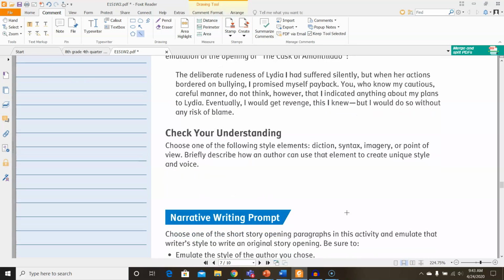Choose one of the following style elements: diction, syntax, imagery, or point of view. Only one of them. Briefly describe how an author can use that element to create unique style and voice. So you're explaining how the author uses one of those things in order to make their style and voice more unique.